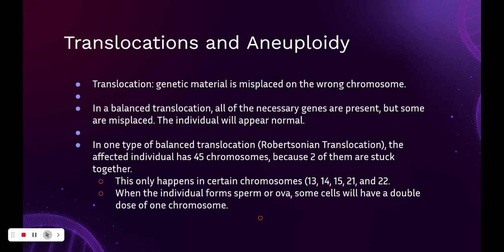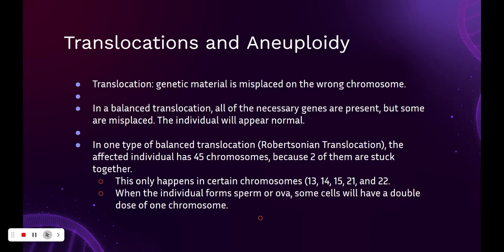There's one type of balanced translocation called a Robertsonian translocation. Please do not go crazy memorizing this, but try to picture it, and I have a video that'll help. The affected individual will have a karyotype that reads 45XX or 45XY because two chromosomes are stuck together. It only happens in certain chromosomes. These are acrocentric. Don't worry about it. But 13, 14, 15, 21, 22.